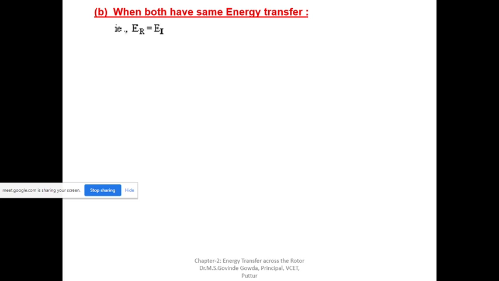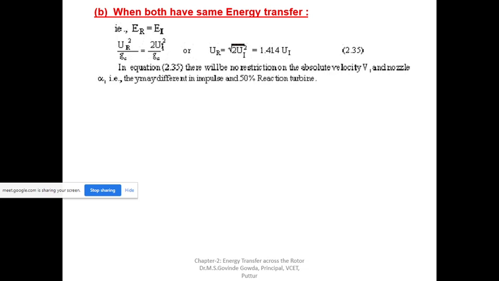Okay. When both have the same energy transfer, that means the energy transfer due to reaction and the energy transfer due to impulse are similar. So UR square is equal to 2U1 square, which we have derived. Okay, that are equal. So that means UR is 1.414 U1. There will be no restriction on the absolute velocity and nozzle angle for impulse and reaction turbine.